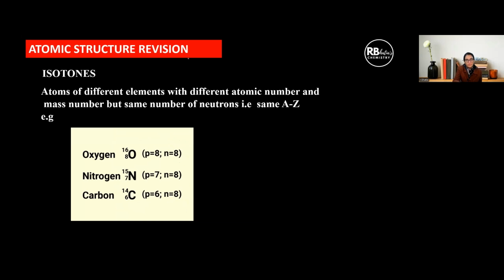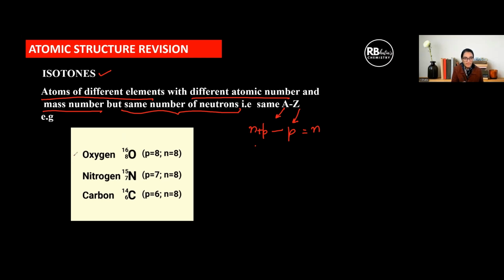Finally, isotones is another term which is not given in NCERT, but it's similar to isotope and isobar in that category. So I'm just defining it. Atoms of different elements, with different atomic number and different mass number, but the only important thing is they have the same number of neutrons. That means A minus Z. A is neutron plus proton and Z is proton. So if you take N plus P minus P, it is equal to N, the number of neutrons. Isotones will have the same number of neutrons.